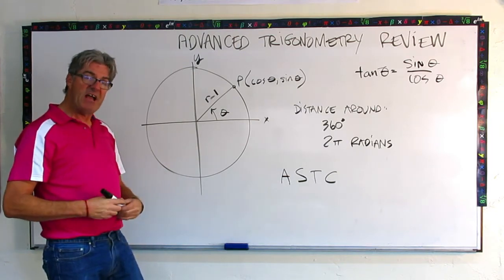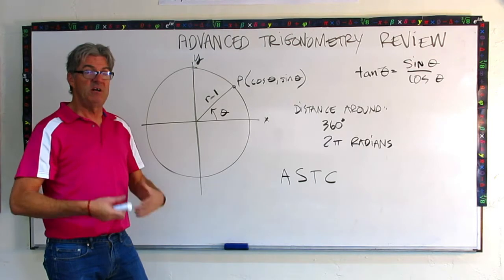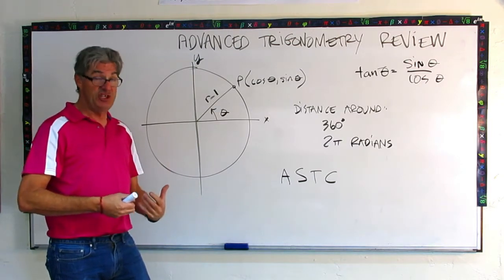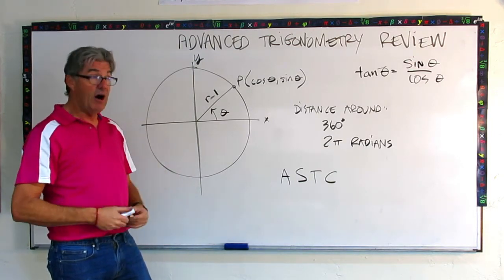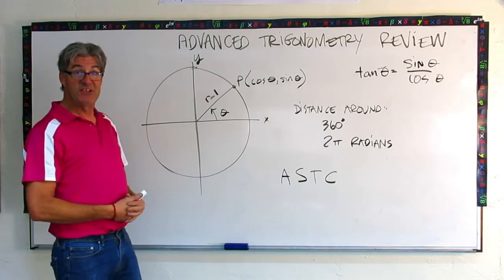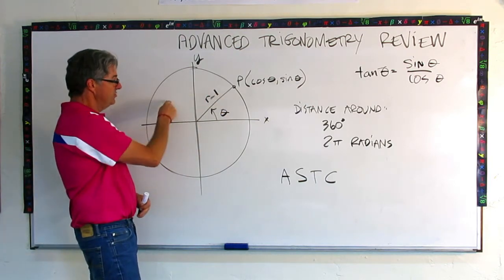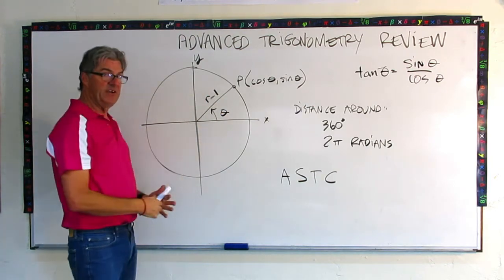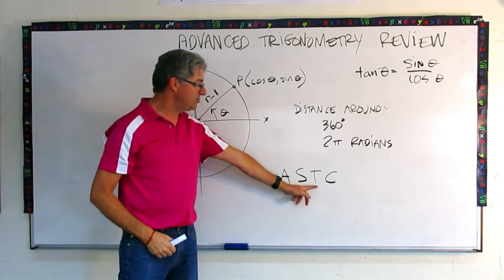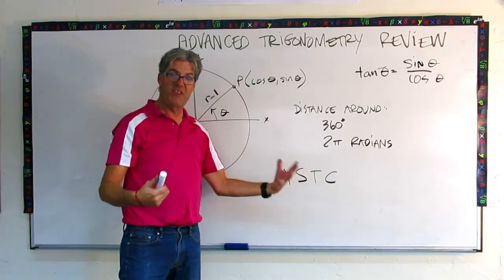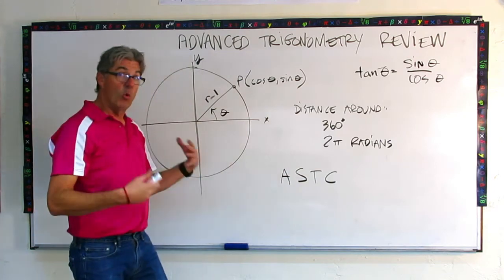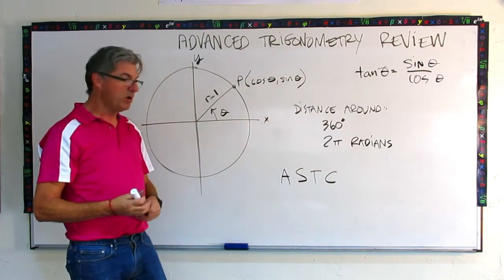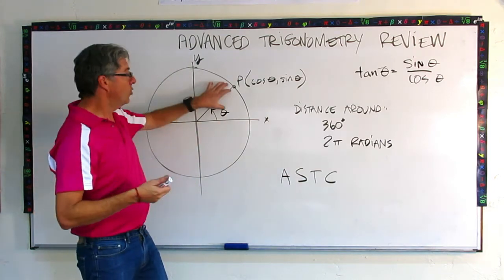Finally, we had an acronym to help us remember the signs, positive or negative, of the 3 trig functions in the quadrants. Quadrant 1, 2, 3, and 4. And here's the acronym. All silly turtles crawl. So what that helps you answer is what is positive in each quadrant.